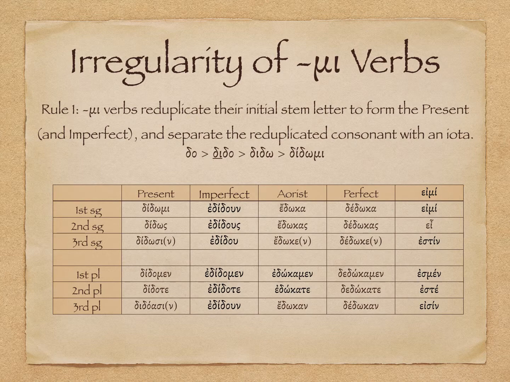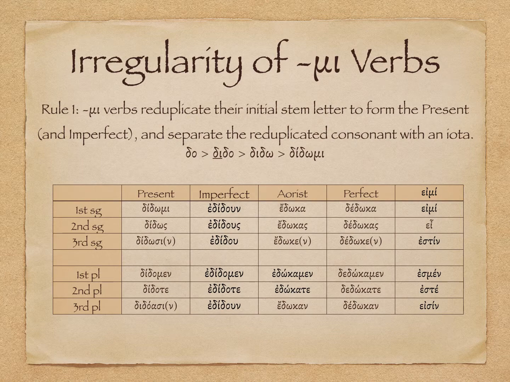And the imperfect, we still have the characteristics of the present because it's built on the present tense stem, but what else does the imperfect have? The augment, that's right, and because it has an augment, what endings does it use? Secondary endings, so you can see how that plays out here. Edidoun, edidous, edidou, edidomen, edidote, edidosan.